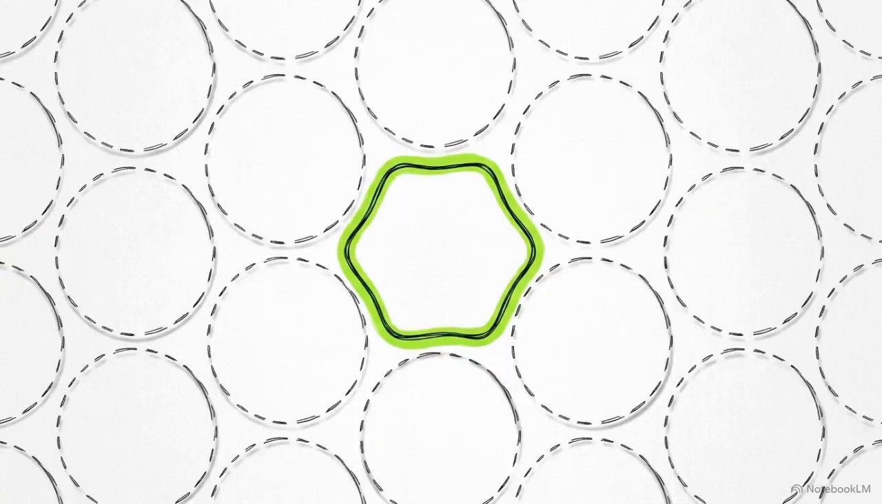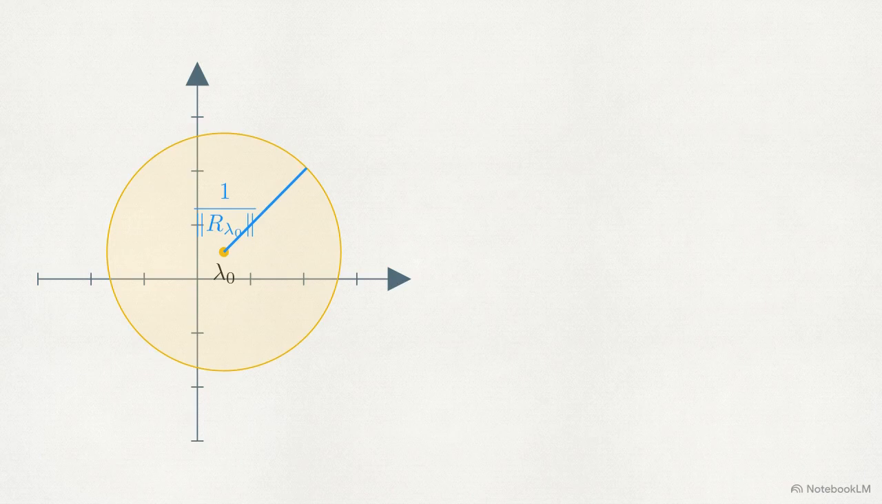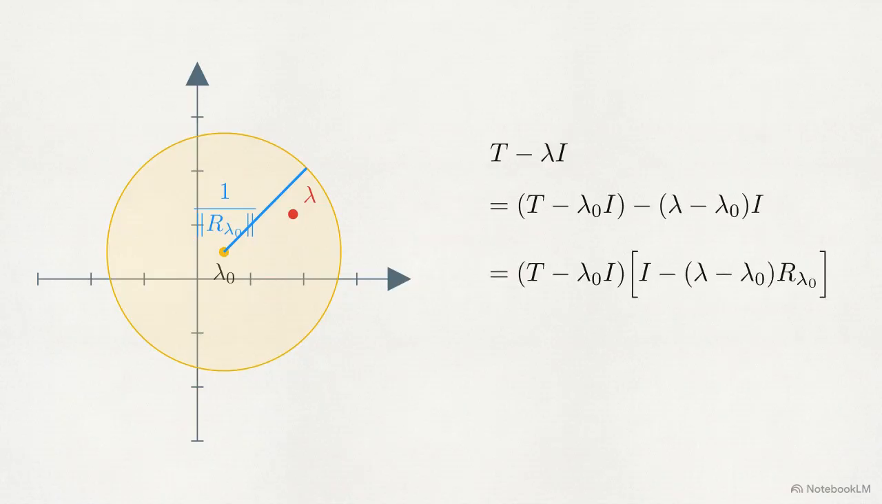Using the Neumann series, we can prove the resolvent set is topologically open, which inherently forces the spectrum to be a closed set. We start at a known regular value, lambda sub 0. Around this point, we can define a disk with a radius equal to the inverse of the resolvent's norm at that specific location. To evaluate any point lambda within this disk, we factor T minus lambda sub 0 I out of the general expression. This factorization reveals a term that follows the same structure as our geometric series.